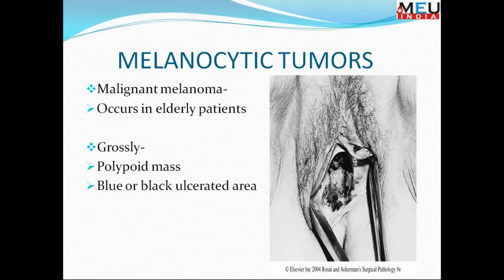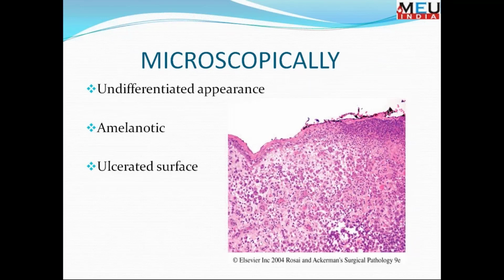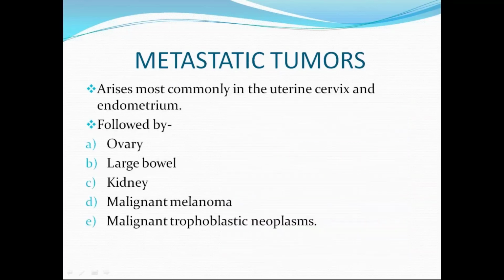The melanocytic tumors are also known as malignant melanomas. They occur in elderly patients, and grossly a polypoid mass with blue or black ulcerated areas can be seen. Microscopically, we see the undifferentiated appearance with the amelanotic or ulcerative surface, and we find the metastatic tumors which arise from the uterine cervix and endometrium, followed by large bowel, kidney, malignant melanoma, and malignant trophoblastic neoplasms.